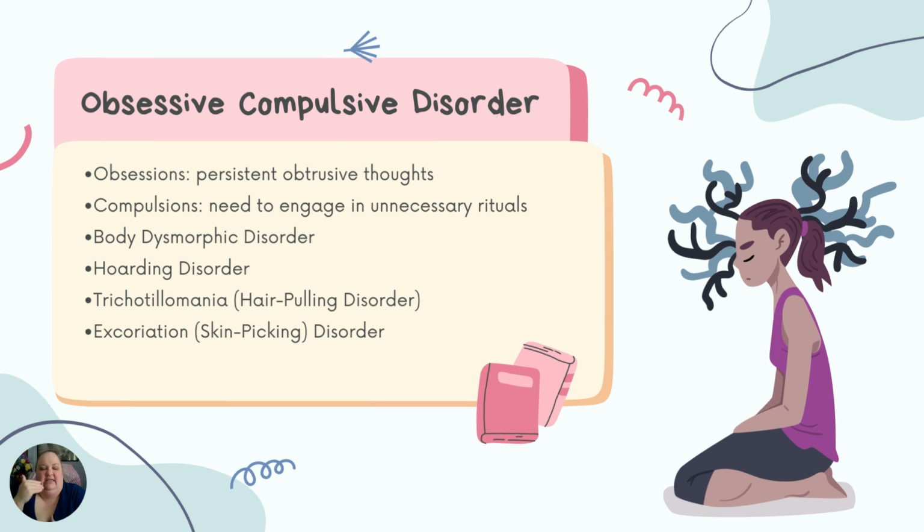Compulsions is the need to do unnecessary rituals, again, like turning the light on and off so many times. There could also be body dysmorphic disorders, hoarding, trichotillomania. Might have said that wrong. That's where you compulsively pull out your hair, or excoriation, skin picking. So there's a lot of these that you can have.